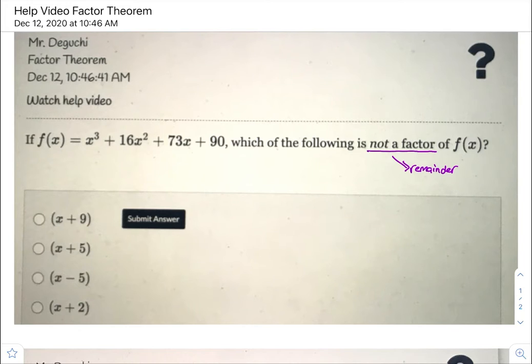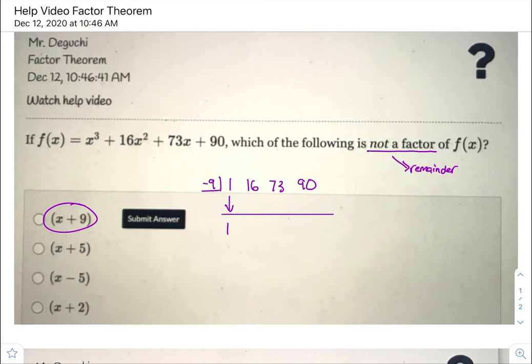So quickest way to do it, you guys, is synthetic division. So let's first do, we have to substitute our zeros and see if this is going to give us a 0. So if this factor of x plus 9 gives us a 0, then that would be a factor. But we're looking for not a factor, which means we are looking for remainders. So let's take a look.